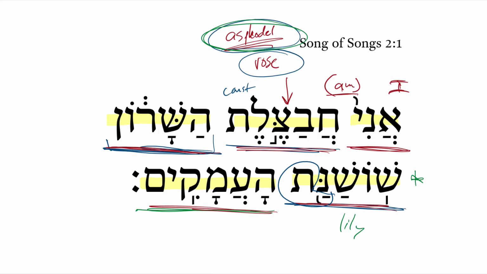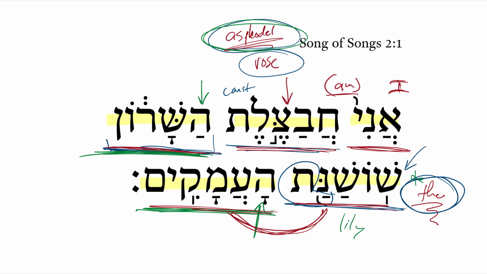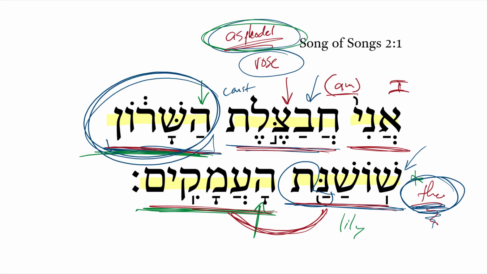Now, one last thing I want to point out here is the definite article on the two subsequent words, the Sharon and then the valley. Usually, when you have the definite article on the final noun of a construct package, the entire piece becomes definite. But we don't necessarily want to do that in this case, because I don't think that the maiden is saying she is the lily of the valleys, as if she's bringing praise to herself. I think what she's saying is, I am one among the many who grow in this particular place.